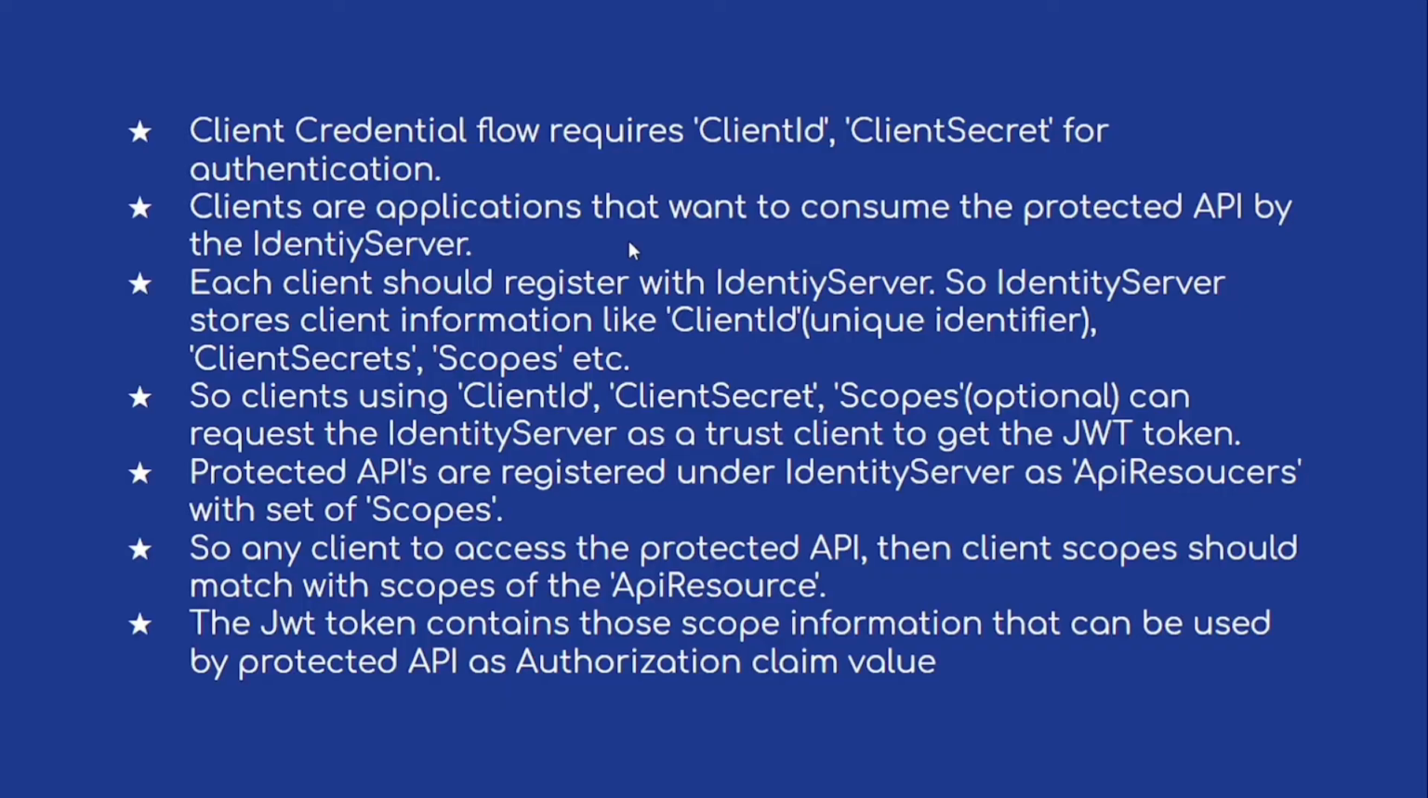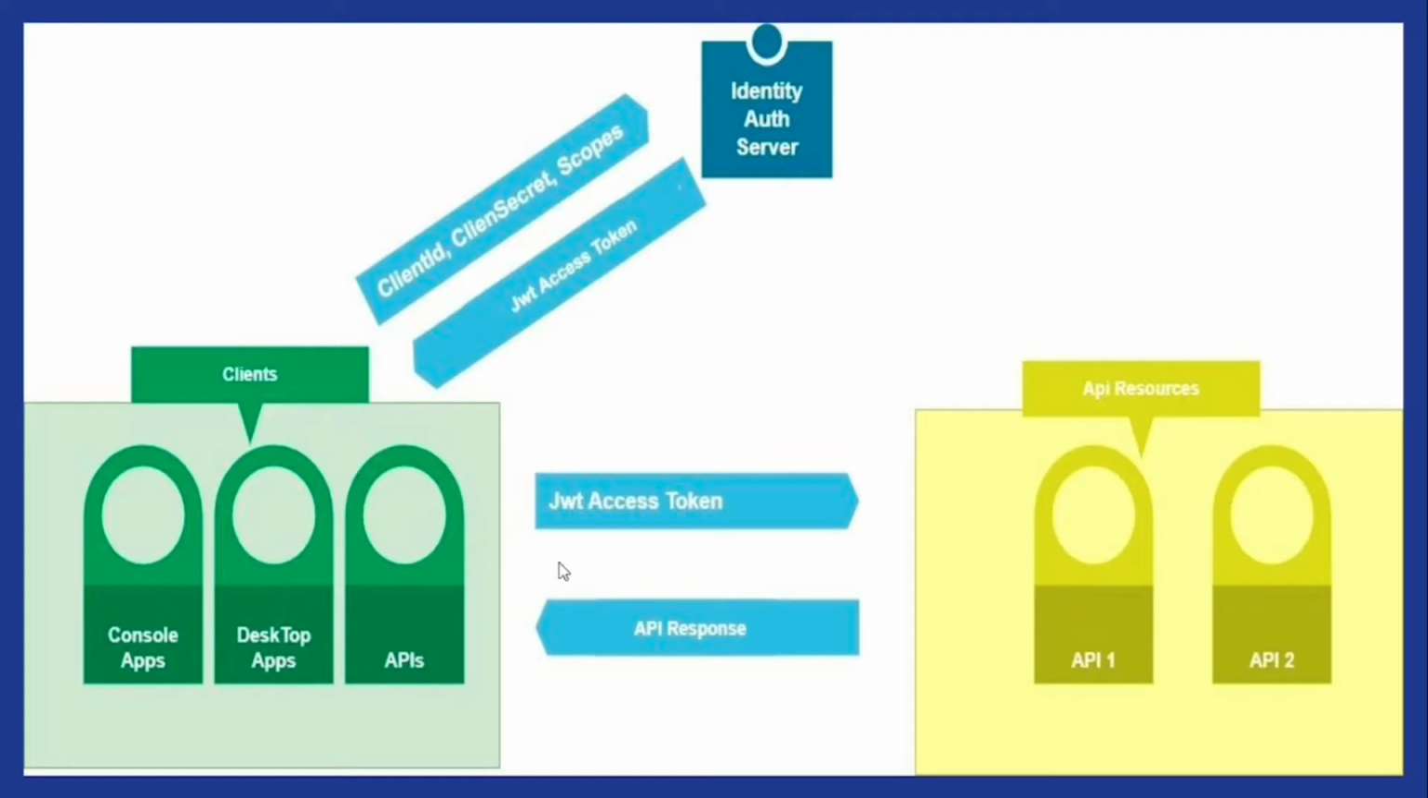Protected APIs are registered under the identity server as API resources with a set of scopes. Each API is like one resource, and each resource permission is available as a scope. So the API resource name and scope permission will be stored in the identity auth server.